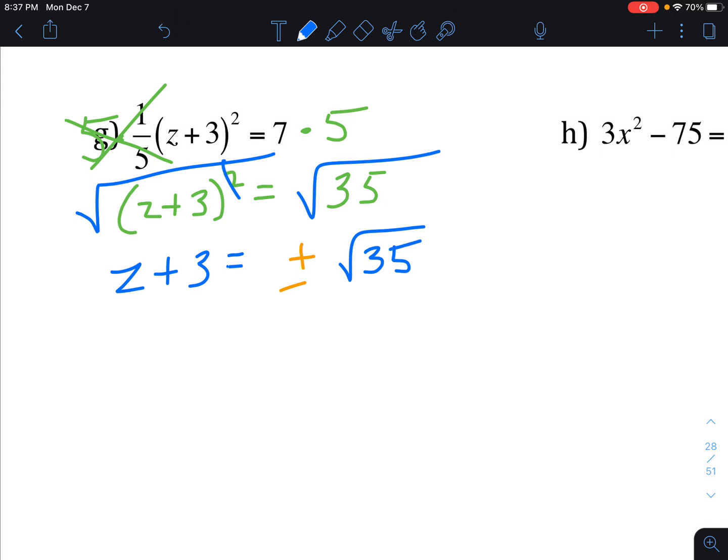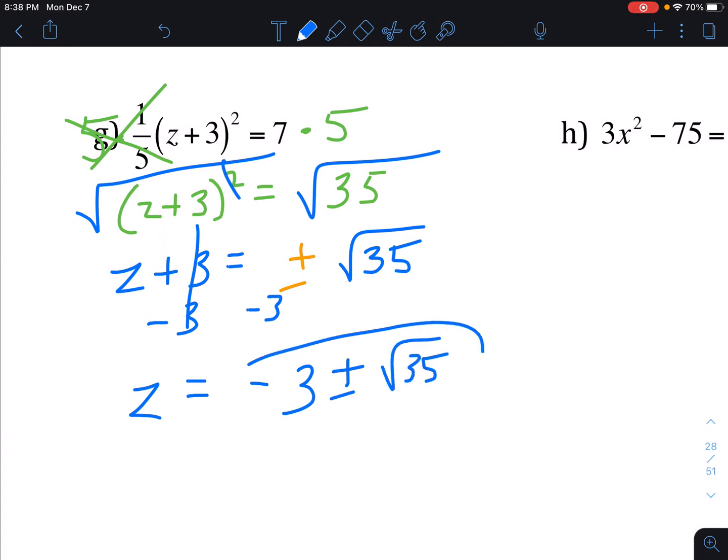And then our last step, we need to subtract 3. Now we cannot physically subtract it from square root of 35. They're not like terms, so we have to write it in that ugly way. So there's my two answers: -3 plus root 35, -3 minus the root 35.